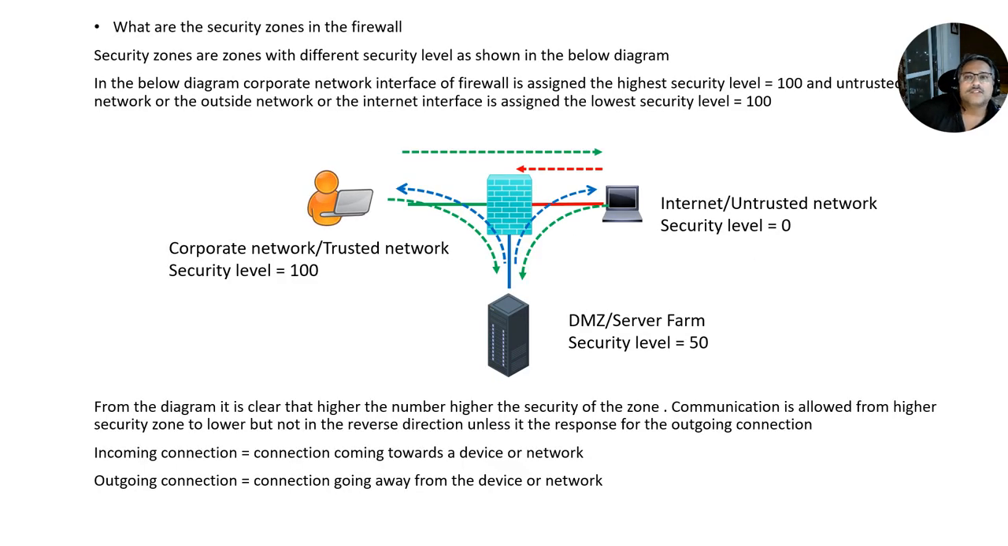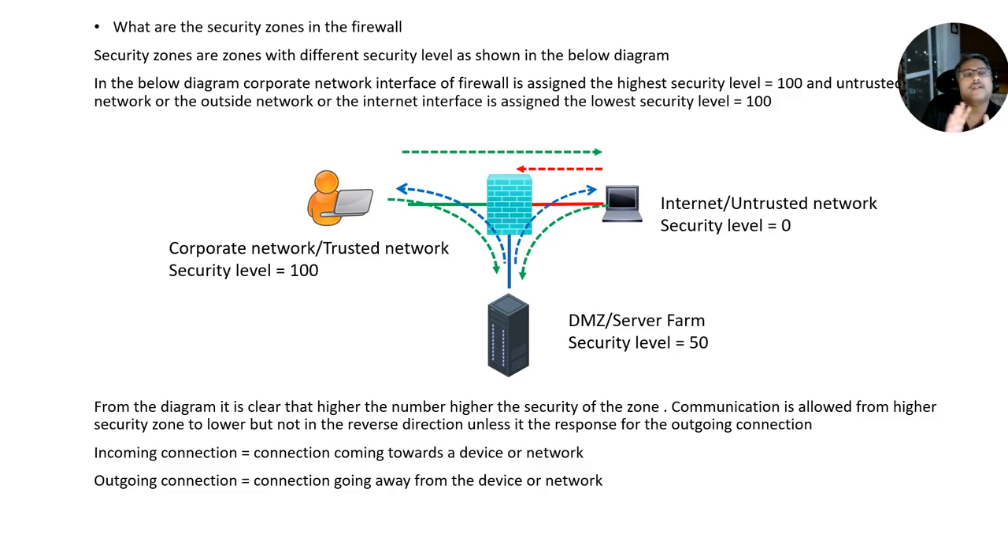Now, what are the security zones in the firewall? When you talk about firewalls, you need to understand what the security zones are. Every firewall will have two basic interfaces. One is for the corporate network and the other is for the outside network, the internet. That is how the firewall works, right? The firewall has to protect your corporate network from the outside world. So there will be two interfaces.